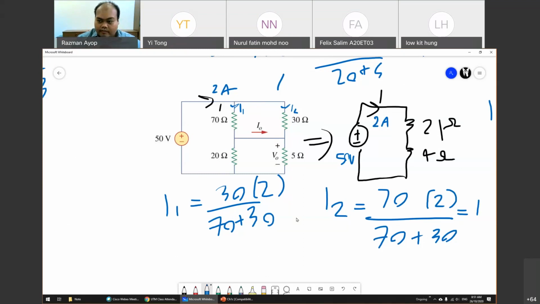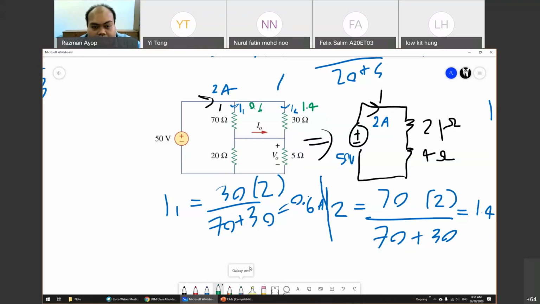So 1.4. So this one is 0.6 ampere. Okay, 3 divided by 30. Okay, so you get this one is 0.6. This one is 1.4. Okay, when you go here, it will combine.